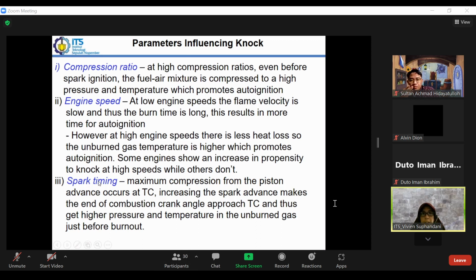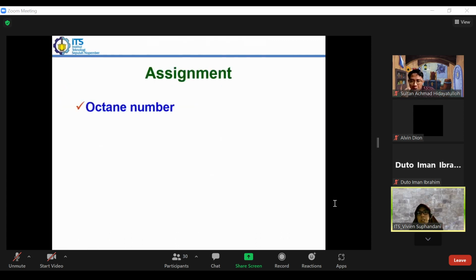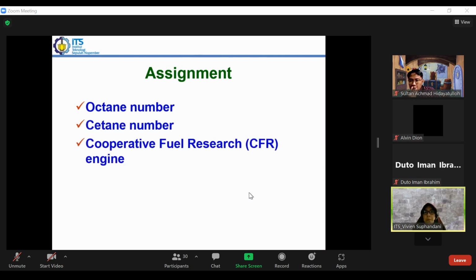So these three factors may affect knocking. And this relates also to the fuel. This is the assignment to you, which is about octane number, cetane number, and the engine to test it, which is called the cooperative fuel research engine. Before we discuss this, maybe one of you wants to discuss what you have found from your research for this assignment.